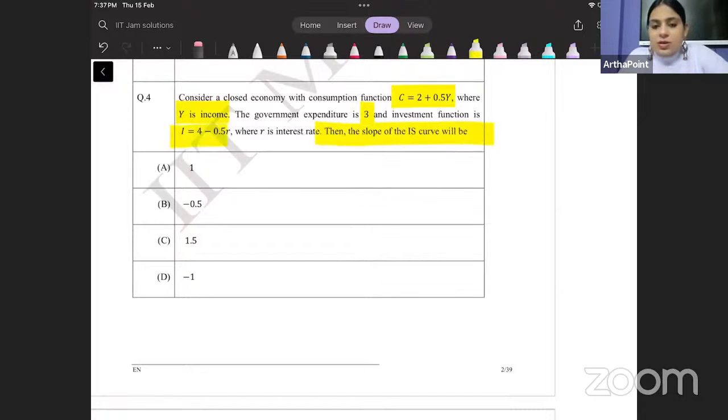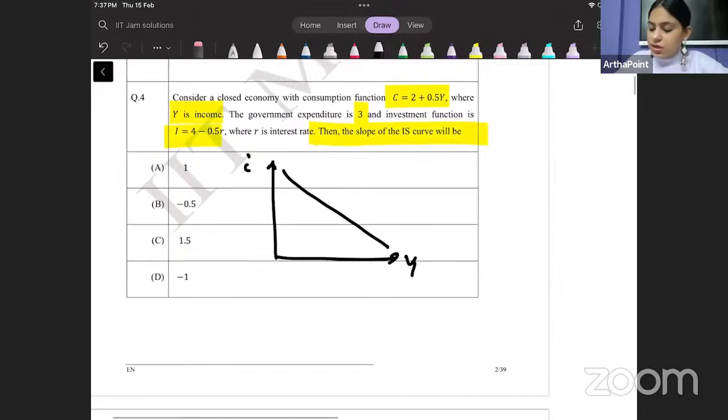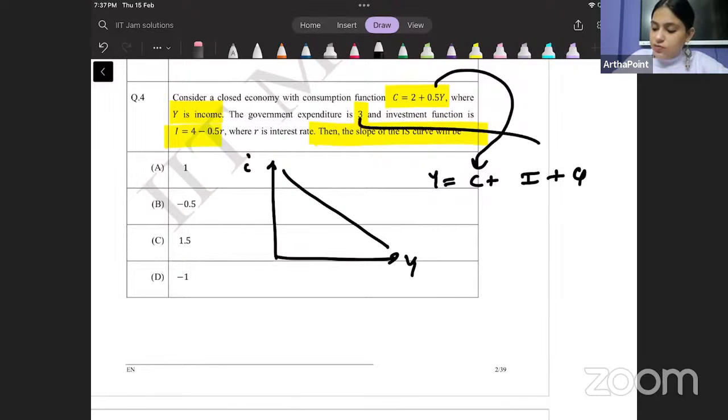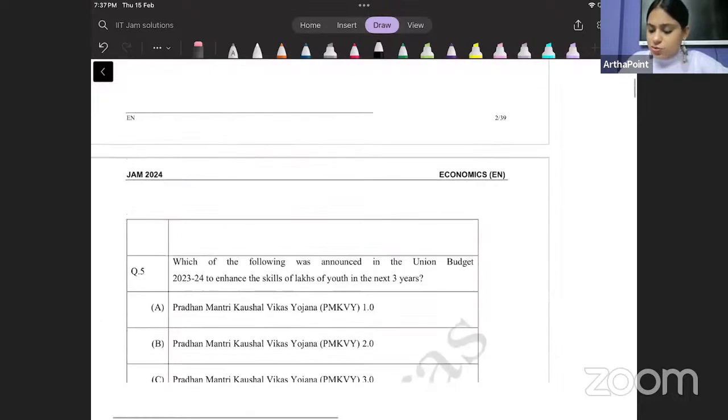and the slope of the IS curve. So this again is a very easy question. This is my IS curve. IS is in the IY plane, downward sloping, and we know Y is equal to C plus I. Plug in the value of C plus G, plug in the value of G, plug in the value of I, and find out dr by dy. Or this by this. You will get the answer to this question.